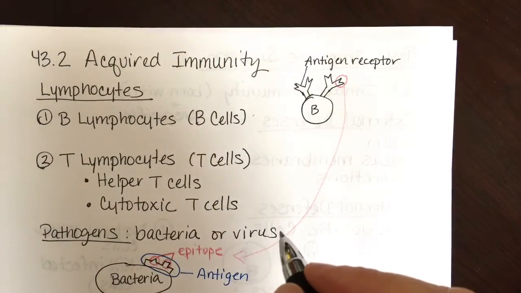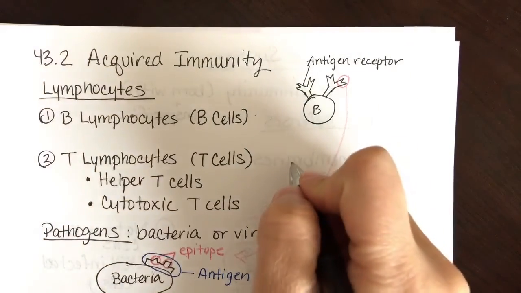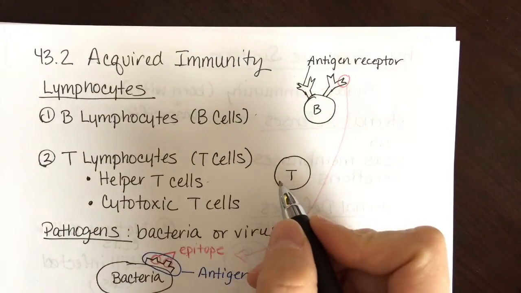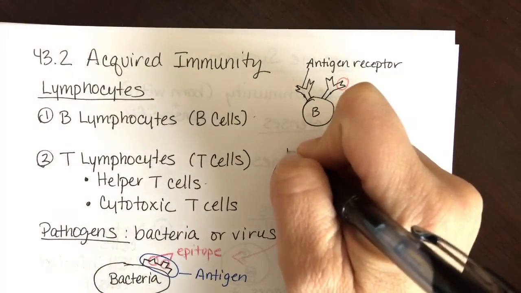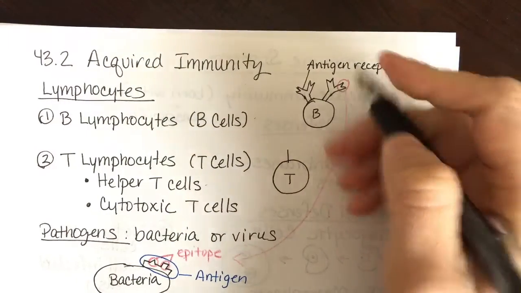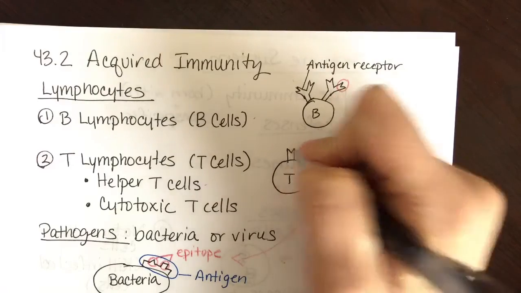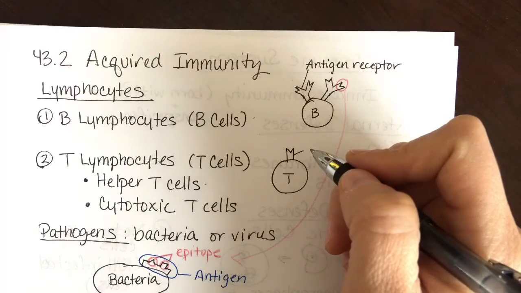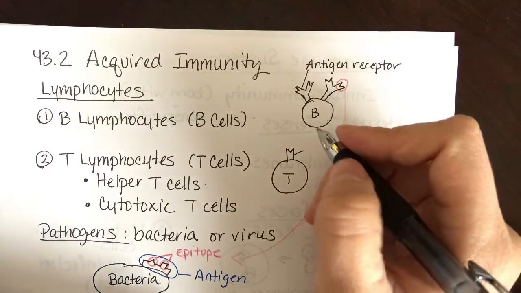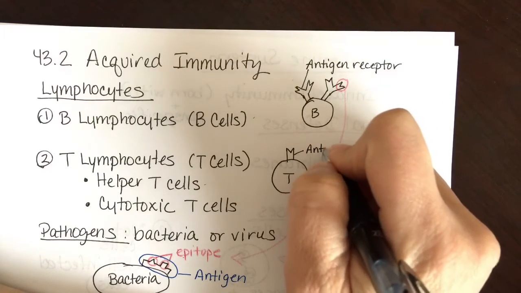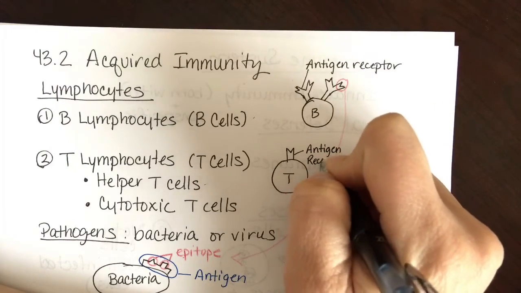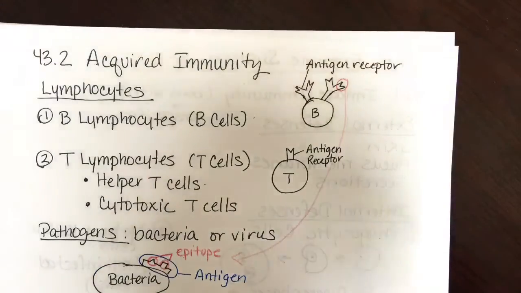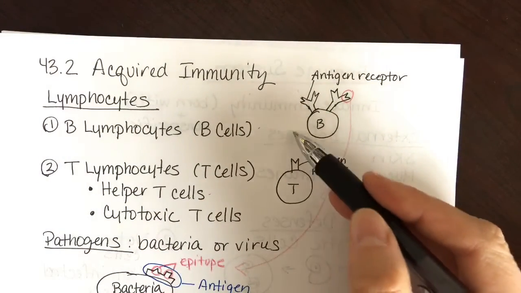The T cells are a little bit different in that they also have a receptor. It doesn't matter, the receptors for the helper T cell and the cytotoxic T cell look the same. They're just like this. So notice the B cell has the Y-shape and this one has it like this. All right, so this is also a receptor. The only thing different is what they're actually going to bind to.